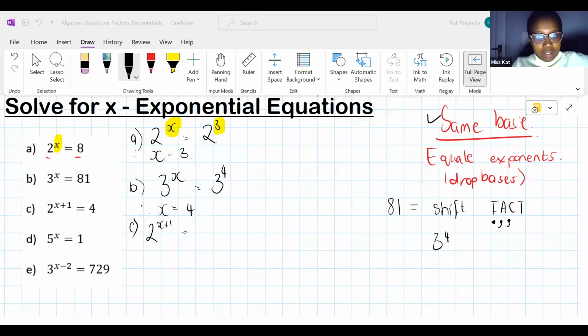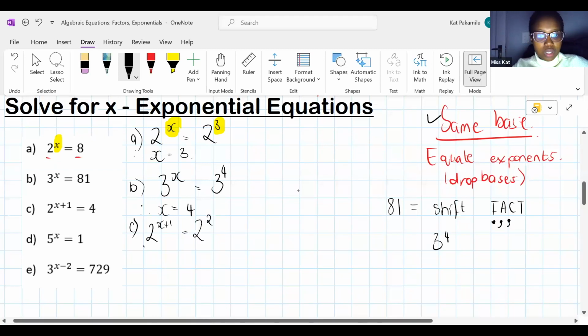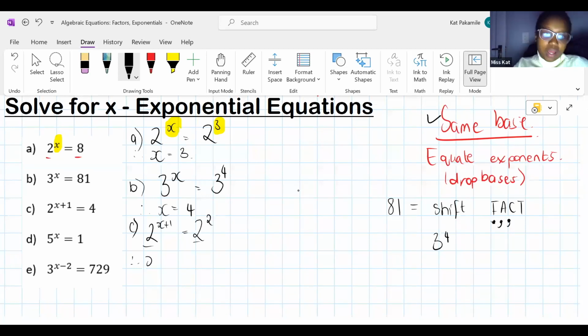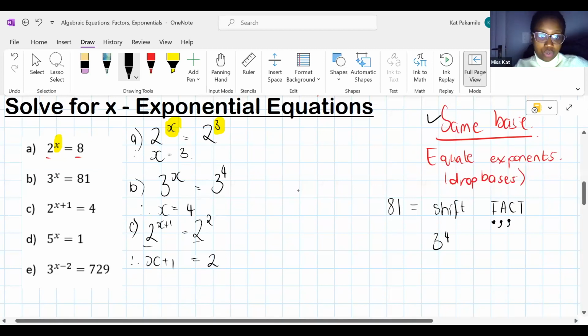4 is the same as? Thank you, Neo. 4 is the same as 2 squared. Right? It's the same as 2 squared. Now we have our same bases. Therefore, the exponent on the left, which is x plus 1, is equal to the exponent on the right, which is 2. Then you solve for x.